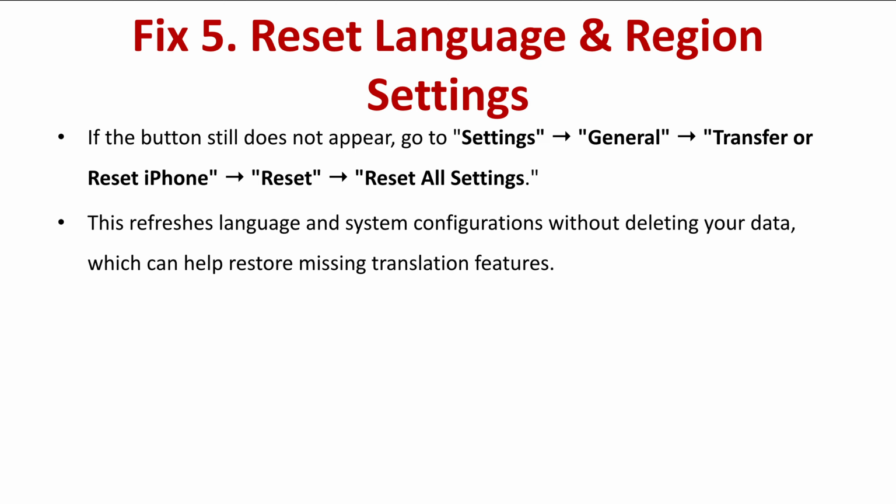Fifth fix is reset language and region settings. If the button still does not appear, go to settings, then general, then transfer or reset iPhone, then reset all settings. This refreshes language and system configuration without deleting your data, which can help restore the missing translation feature.